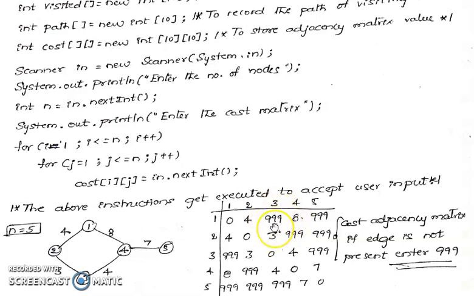That value you are assuming as infinity. We don't know what that value is that we need to compute. That's the reason I am making use of 999 in the place of infinity when there is no direct edge. But from 1 to 4 there is an edge with the cost 8. Similarly, 1 to 5 there is no direct edge. That's the reason I have mentioned it here as 999.